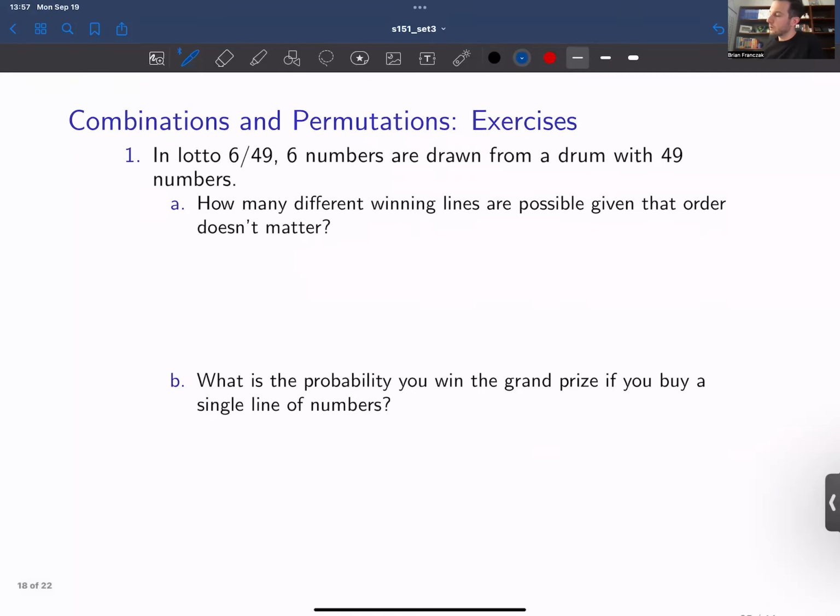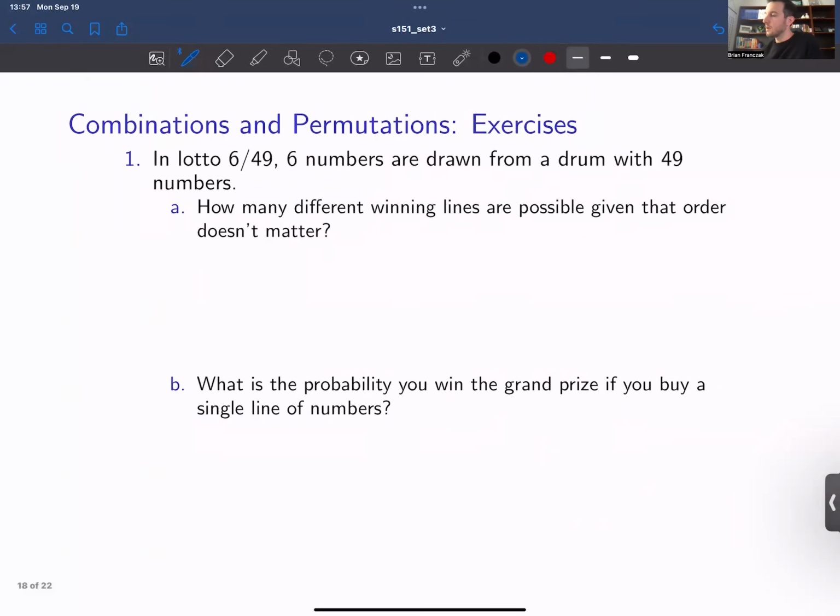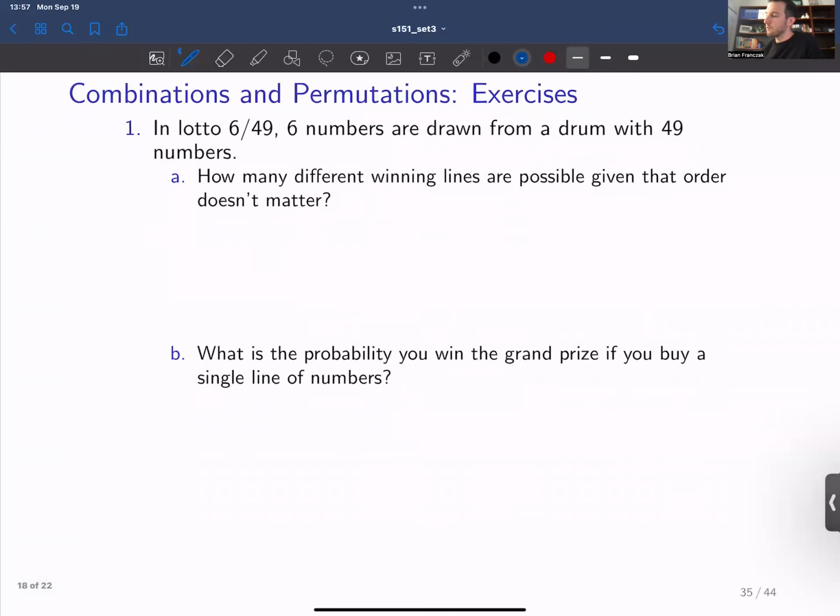Okay, in this video, we're going to be working through the exercises starting on slide 35 of lecture set number 3. These exercises are going to focus on combinations. So we are going to be utilizing the combination rule from slide 34 in each of these problems.